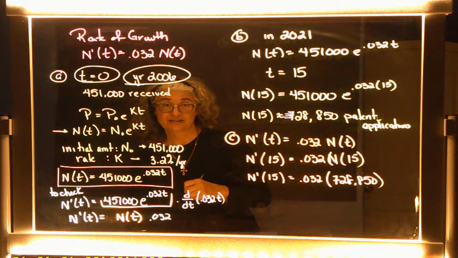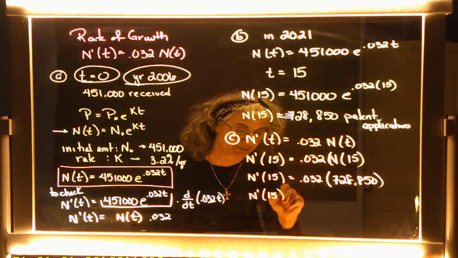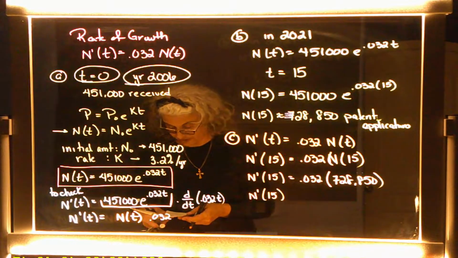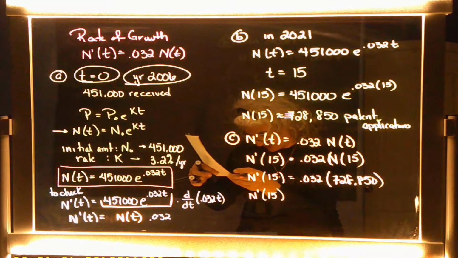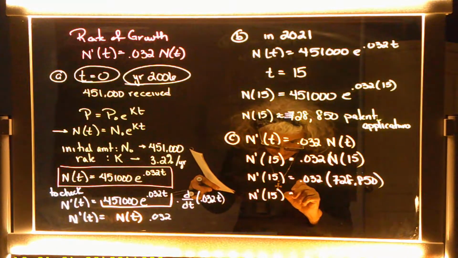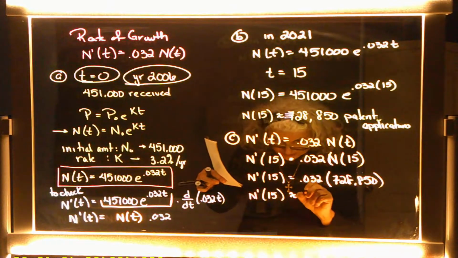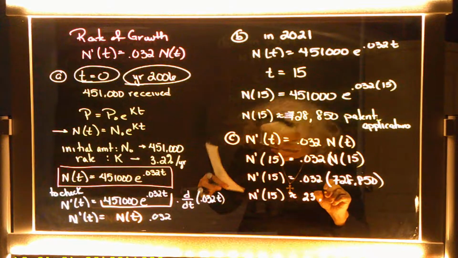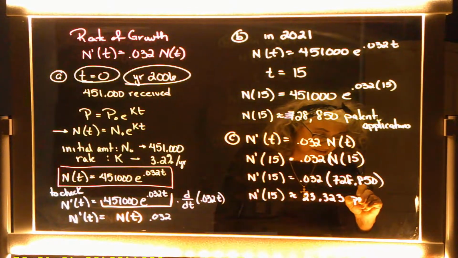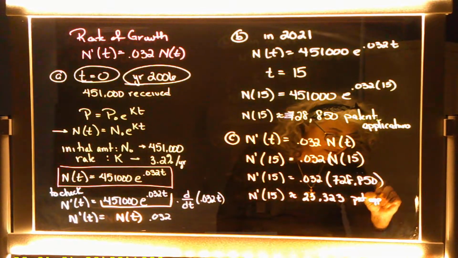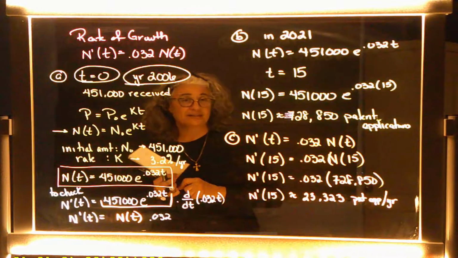Okay, got your handy dandy calculators? Good, so do I. So the change in patent applications at 15 years is, what did I get? I got approximately, and again I rounded to the nearest whole number, 23,323 patents or patent applications, right, per year. Cool? Does that make sense?